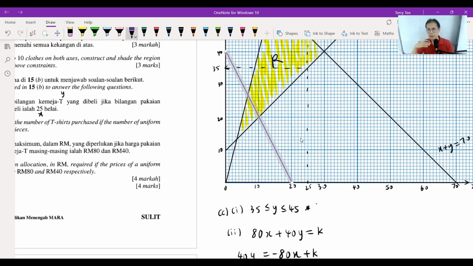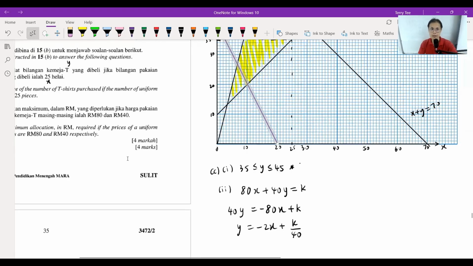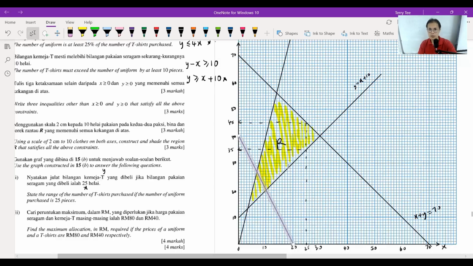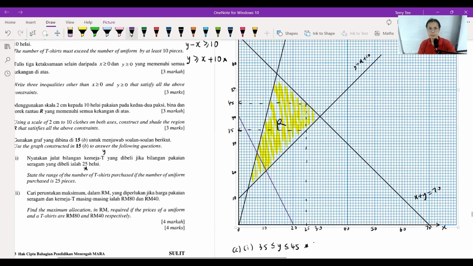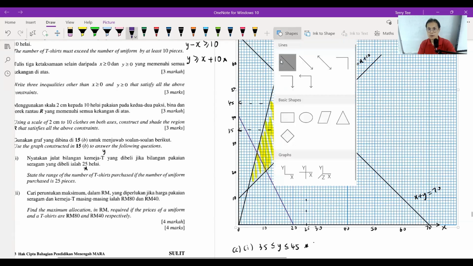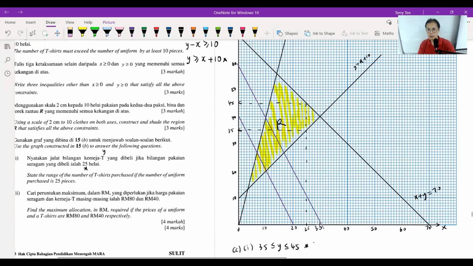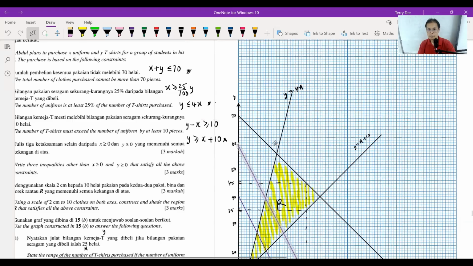We need to adjust it, move this line up and down such that it gives us the smallest or the largest y-intercept, the largest pintasan y. But here you want maximum, right? You want peruntukan maksimum. Okay, so you want to find the largest y-intercept. So let's draw another line that is parallel to this. Something like this. Okay, just take this and move it up. I'm going to slide it up. You can use a ruler, slide it up.